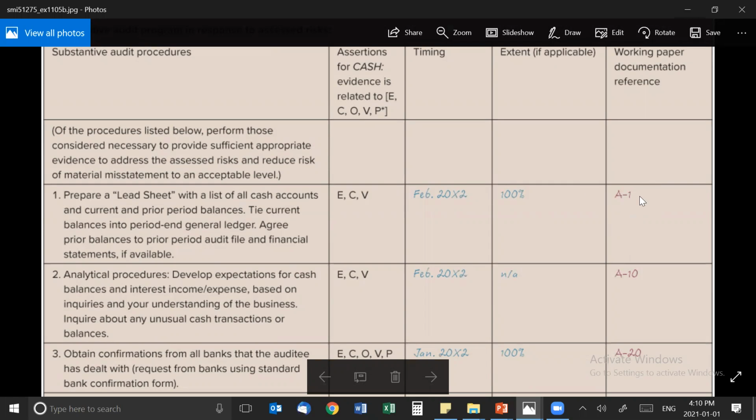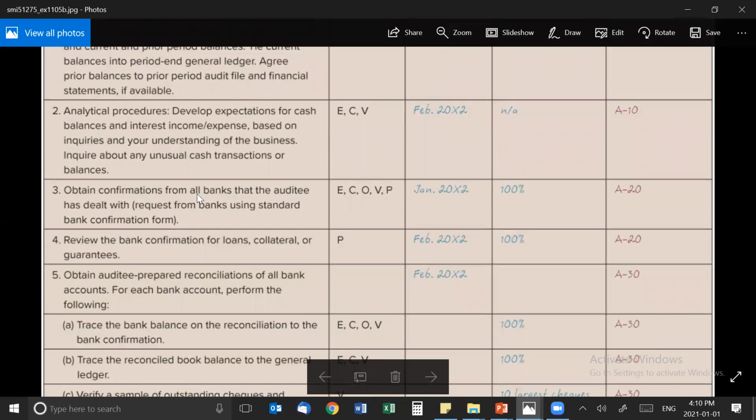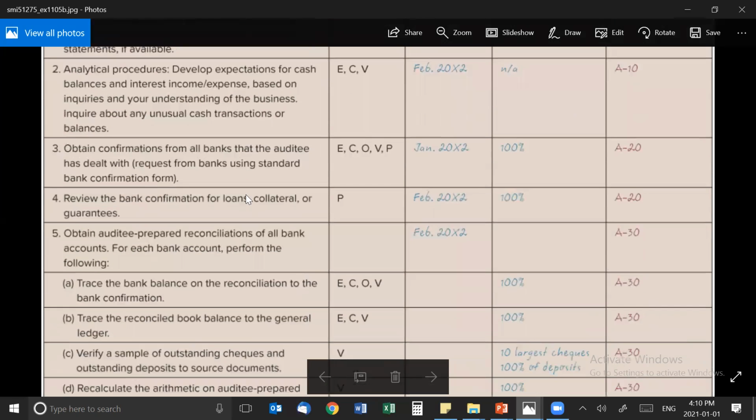So A1 is going to be your lead sheet. And then they did some analytical procedures. So lead sheet's A10 for that. Obtain confirmations from the banks. So confirmations is one of our audit procedures. Okay, so they did that.